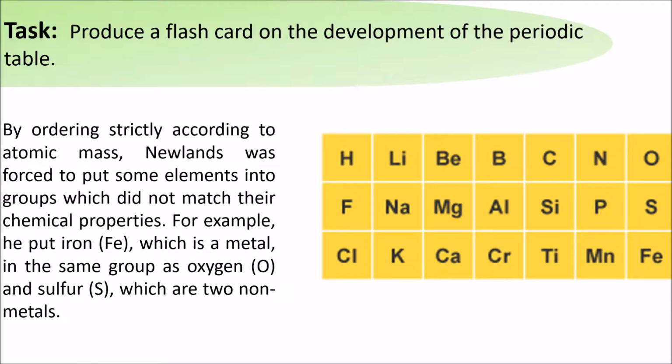By ordering strictly according to the atomic mass, Newland was forced to put some elements into groups which they did not match in their chemical properties. For example, he put iron, which is a metal, in the same group as oxygen and sulfur, which are two non-metals.